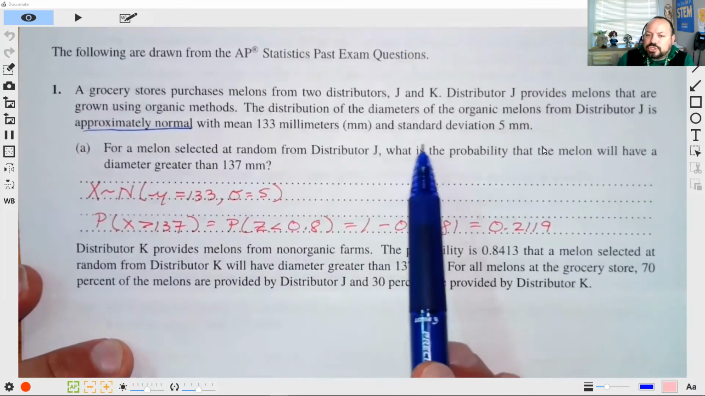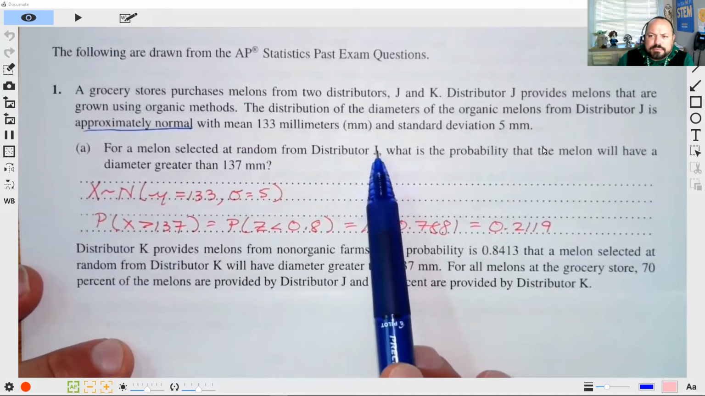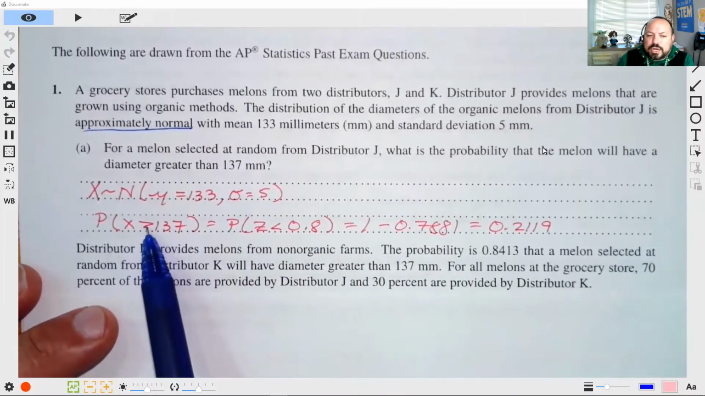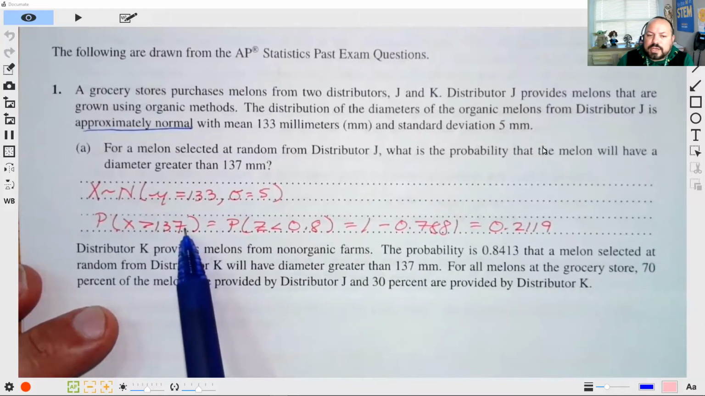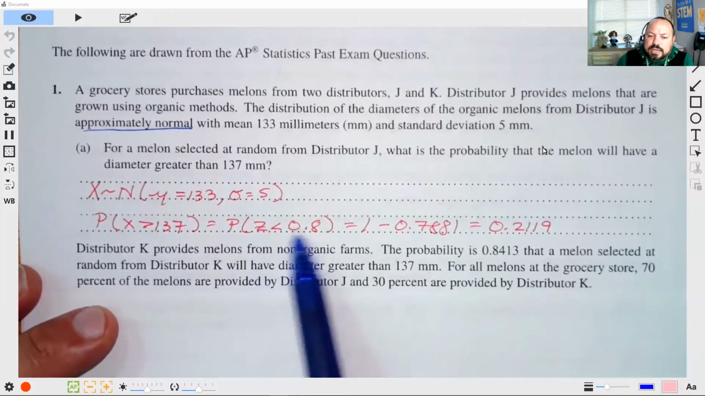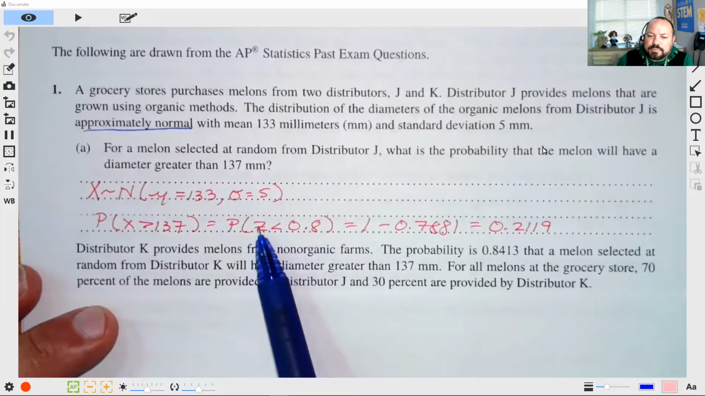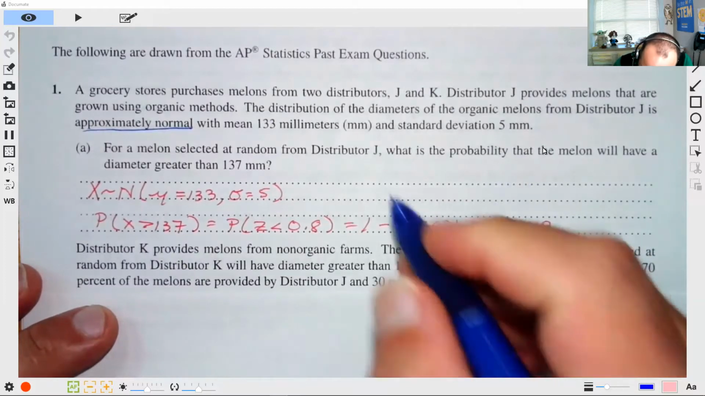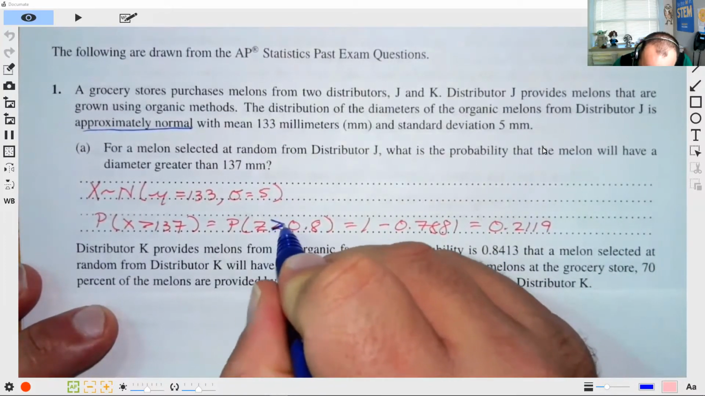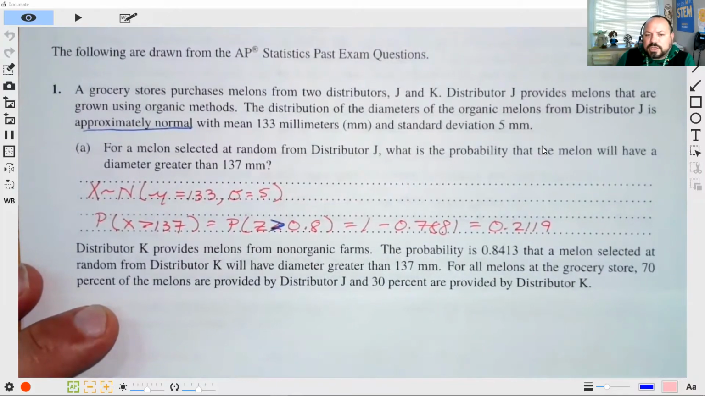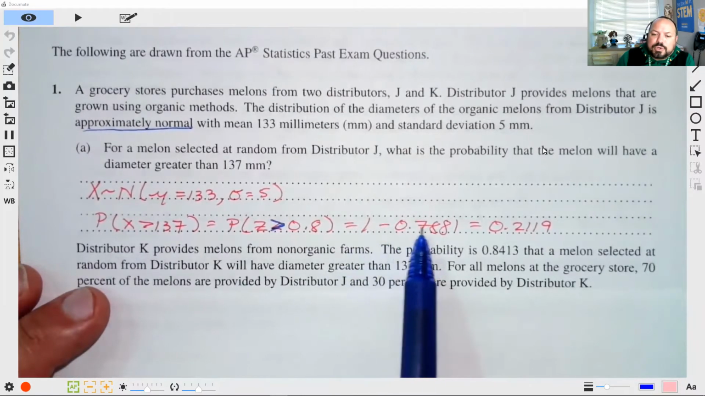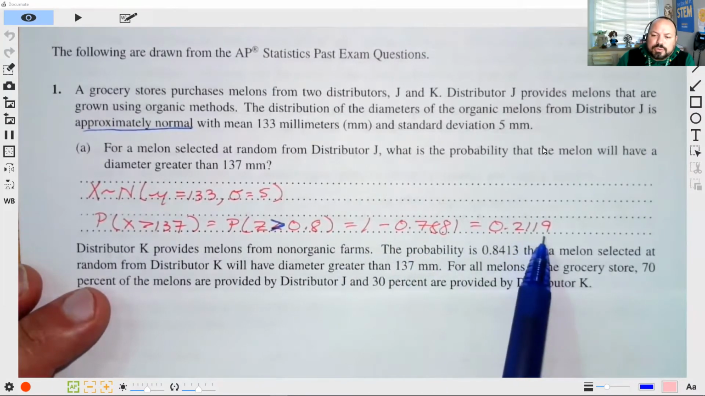Now, if you wished, you could have used J to indicate distributor J. The variable doesn't matter as long as it's not misinterpreted for something else. But we know that if we're going to get full credit, we need to not just say what it is in terms of X, we need to normalize and standardize our variable and get that Z-score. So greater than 137 is the same as Z being greater than 0.8. We want to be careful on our notation. And that's going to be 1 minus 0.7881, which would be 0.2119.